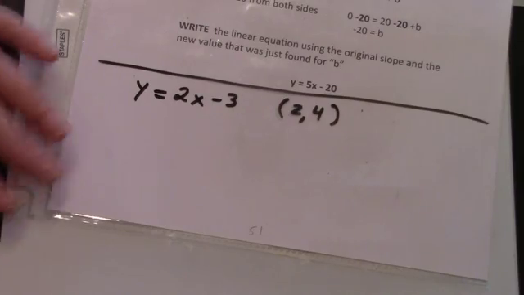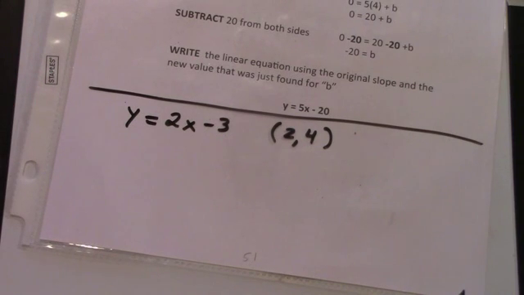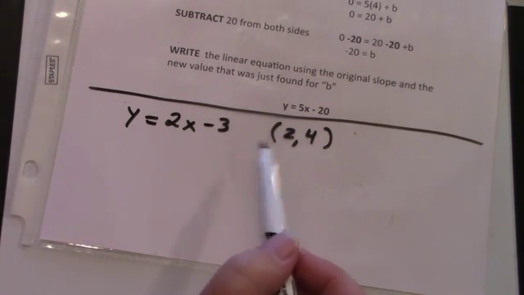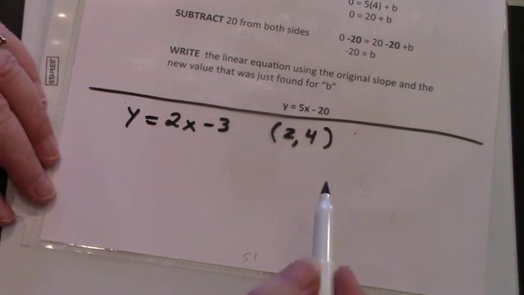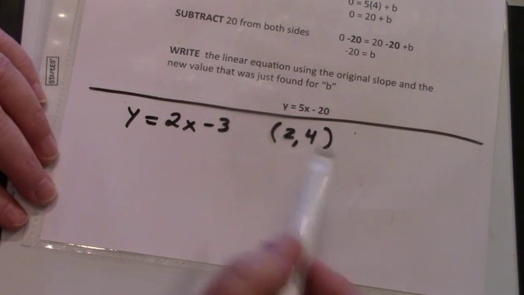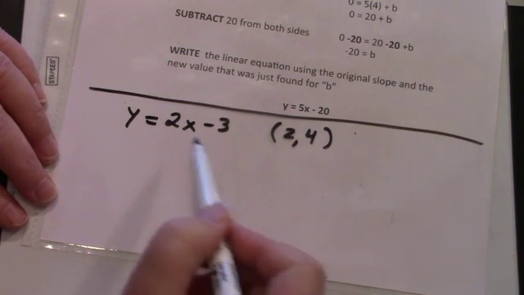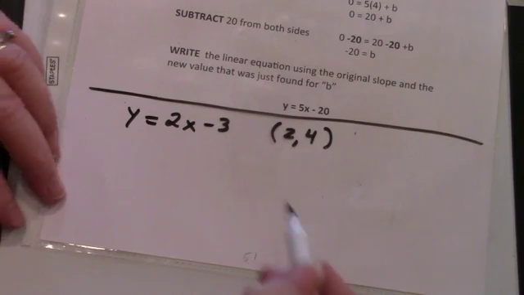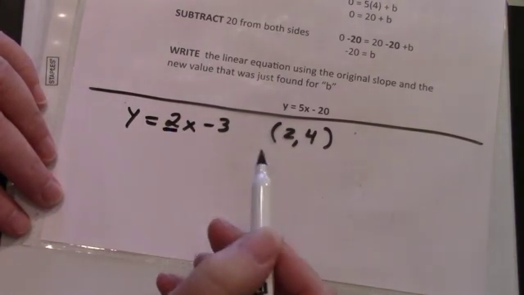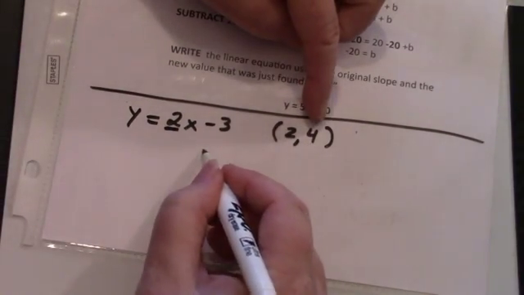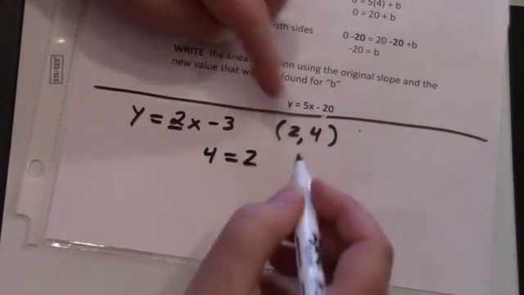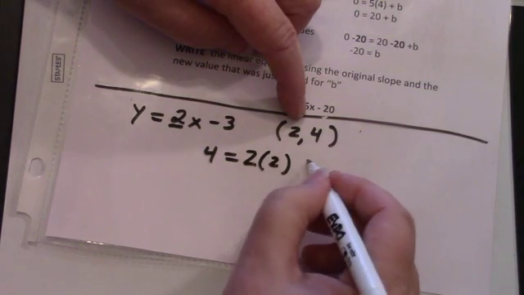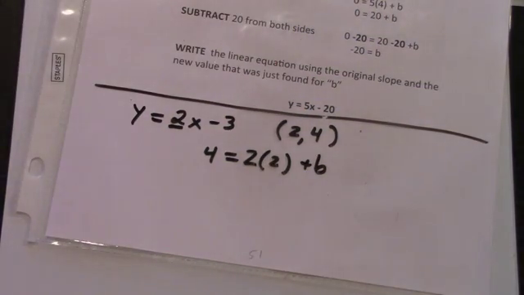Well, because we want a parallel line, we don't have to do much except find where this new parallel line is going to cross the y-axis. So, what do we have to do? We're going to substitute this information into y equals mx plus b using our same slope. So y is 4, m is 2, x is 2, and we're just going to simply find our new value of b.